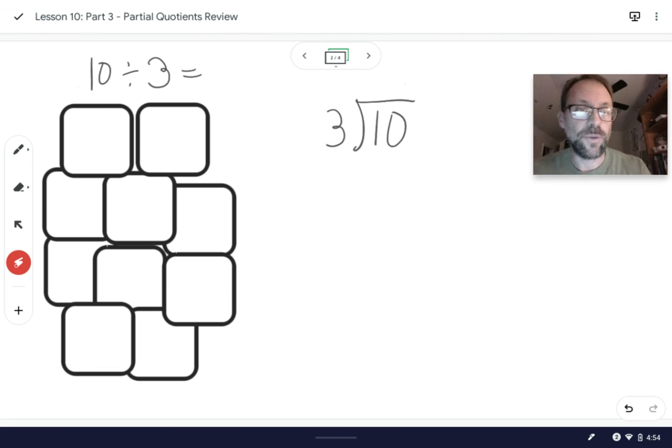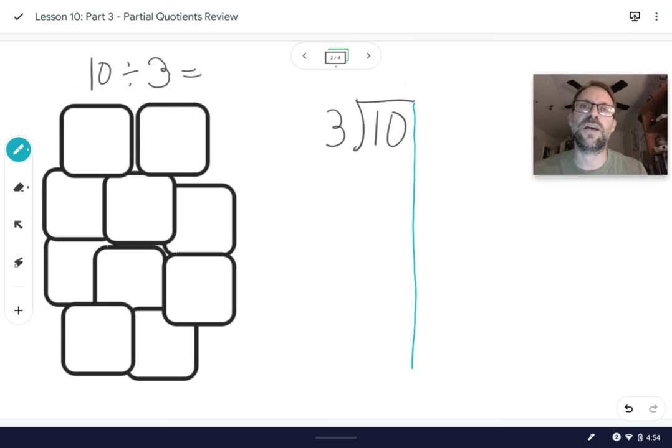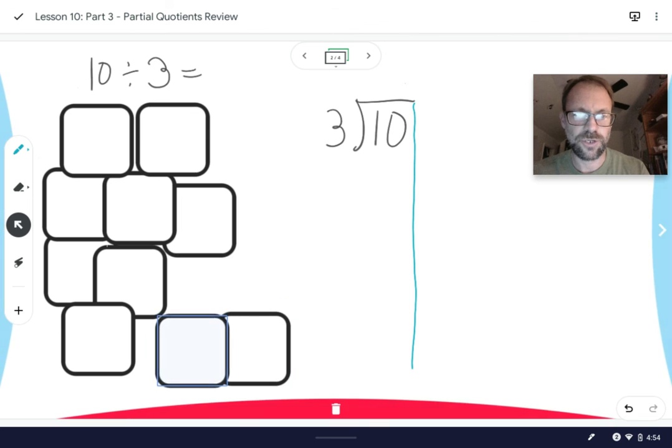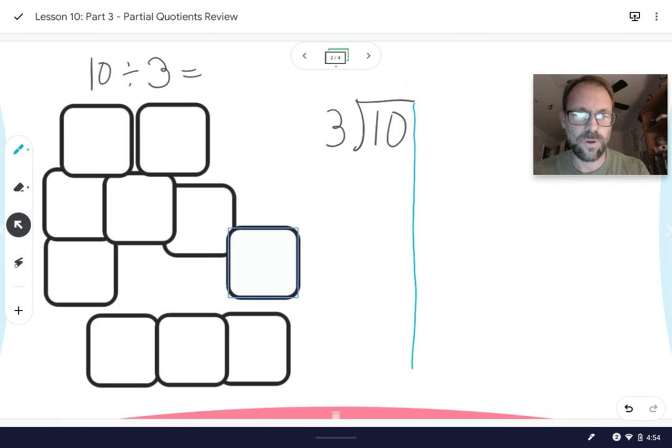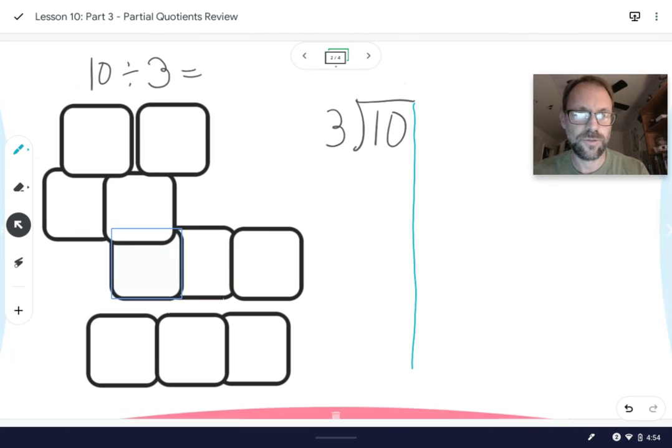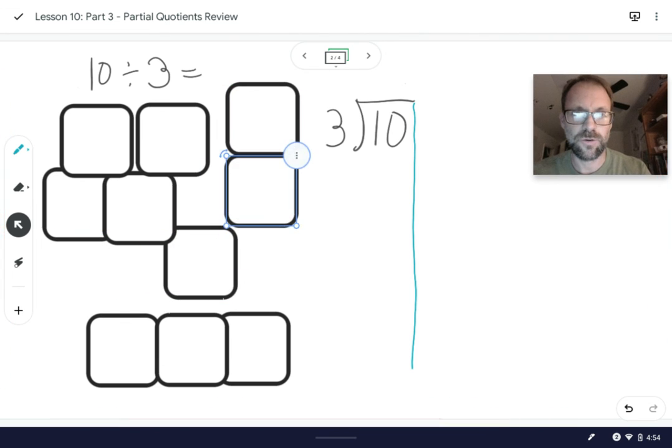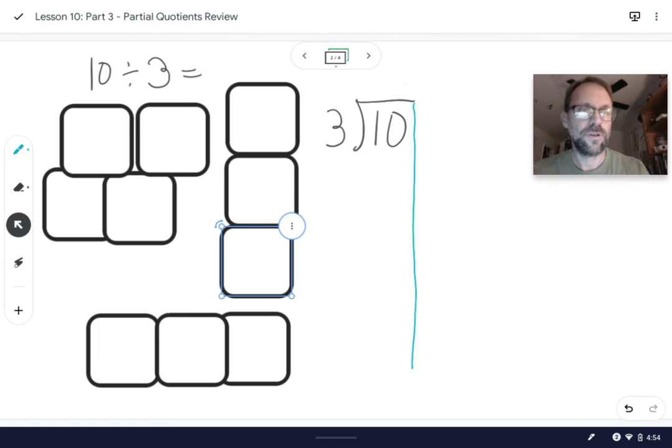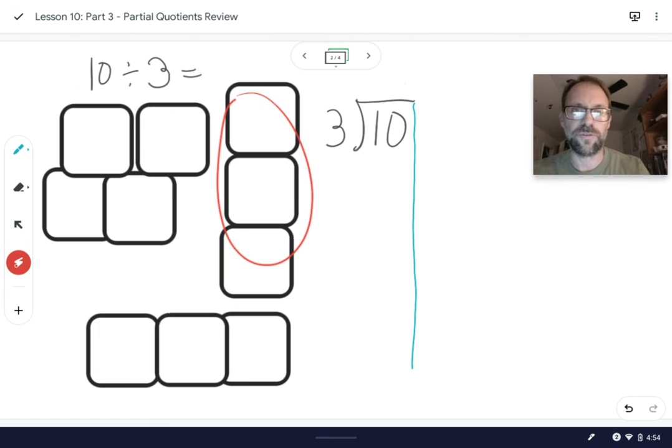All right, so when we use partial quotients, we ask ourselves, how many groups of 3 can I make from 10? Well, let's say your first partial quotient was 2. You want to start with 2 groups of 3. So what we would do when we divide is to actually create the 2 groups of 3. So I could grab 1, 2, 3, and 1, 2, 3. So now I have 1 group of 3, 2 groups of 3. I just took those 2 groups of 3 away from the pile of blocks.